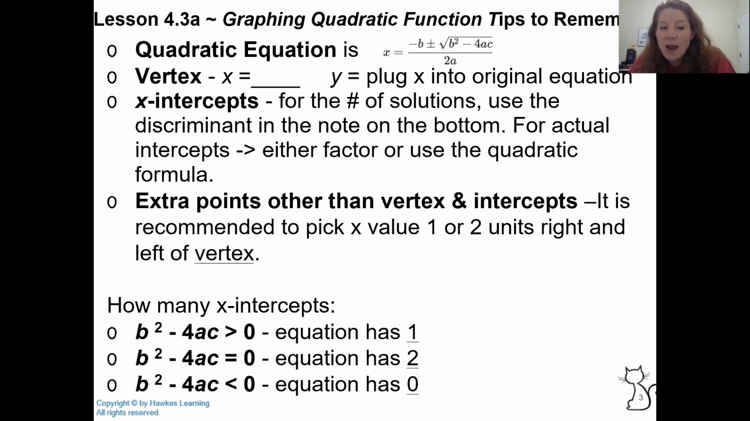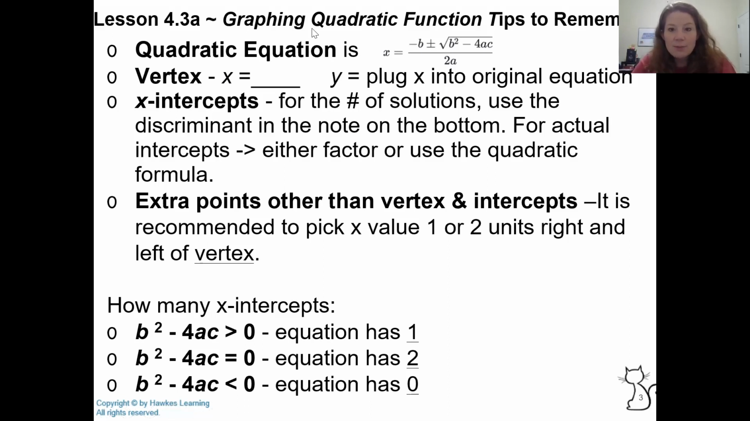And then finally, to graph it, we need two other points besides the vertex and the x-intercepts. It's always recommended that you pick two numbers on the left and right side of the vertex. Whatever's under the radical is called the discriminant. It's going to tell you how many x-intercepts you have. We'll talk about that as we go along.